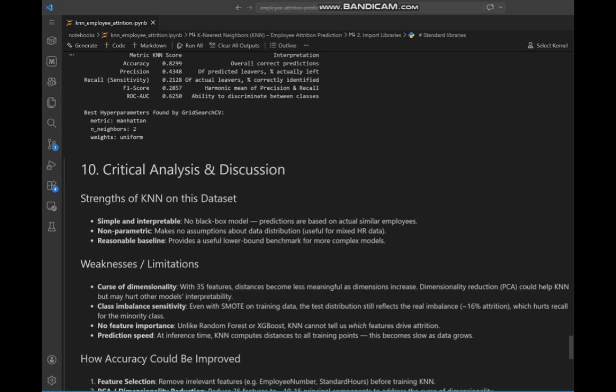Future work is direct comparison with random forest, SVM, and XGBoost, then production deployment. That is the complete KNN flow.